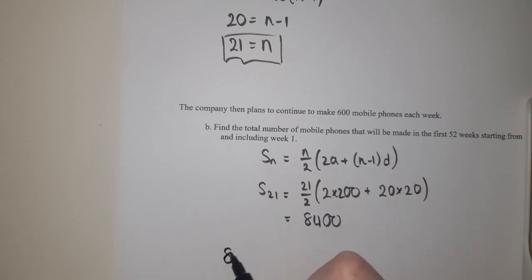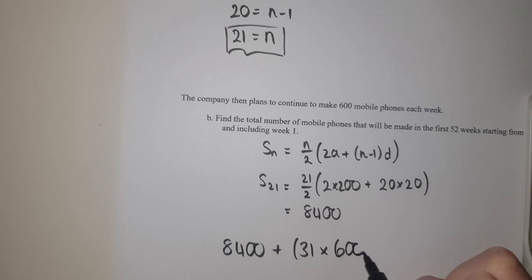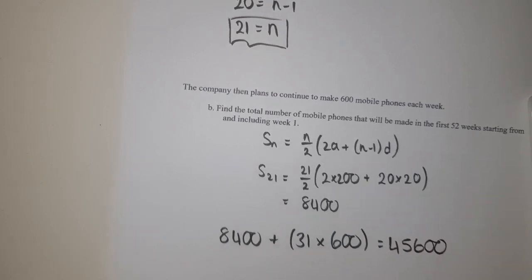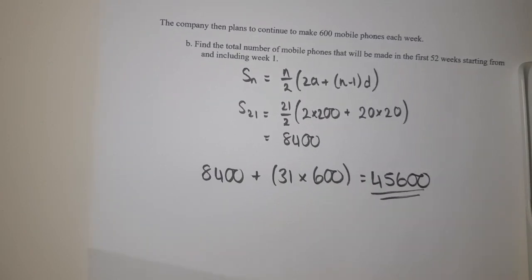And then remember, that's 8,400 for the first 21 weeks. And then the remaining 31 weeks are all 600 mobiles each week. That gives you 45,600. Okay, and that's how many they'd make in those first 52 weeks. And that's it for arithmetic sequences.